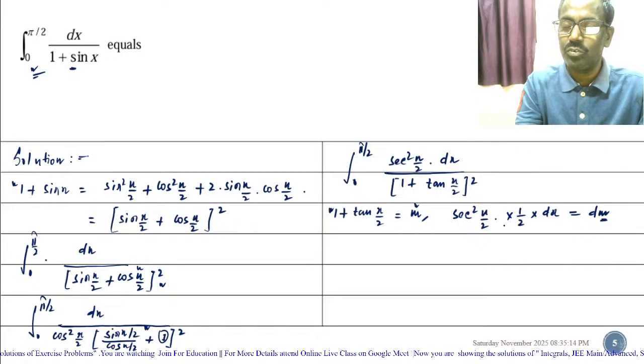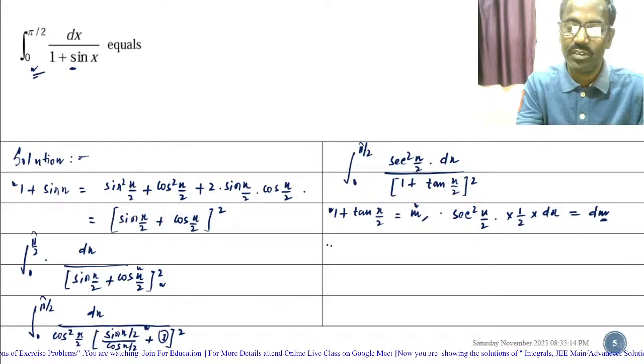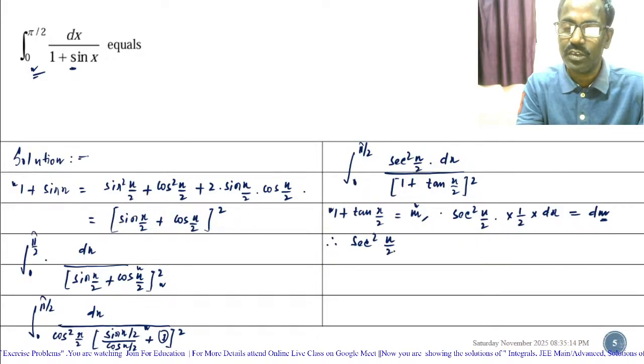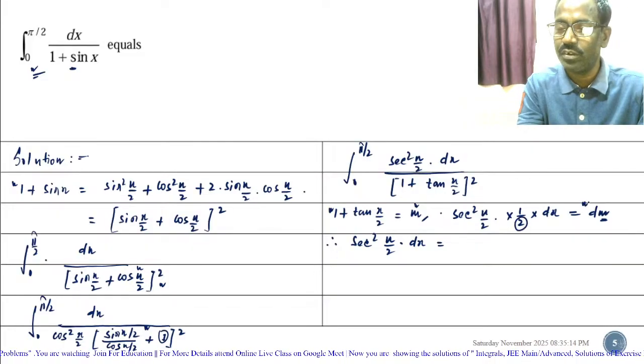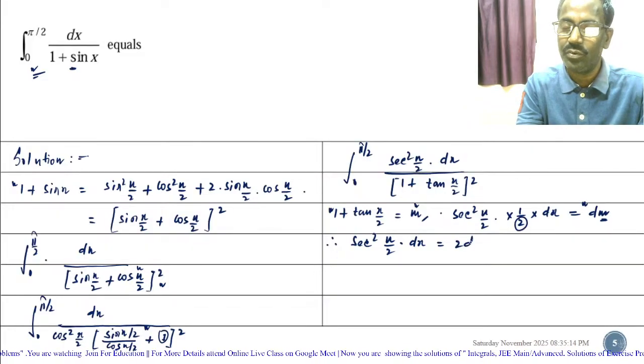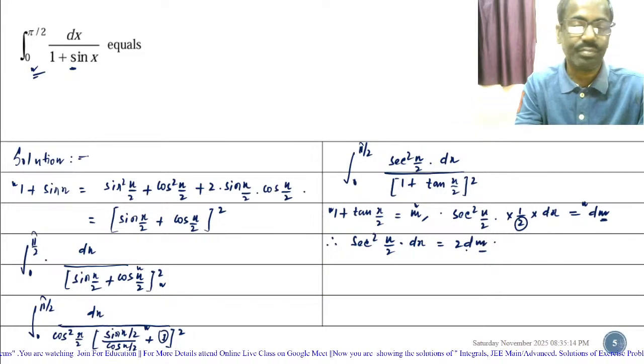There is no problem to understand up to this step, therefore we write one more step. So sec square x by 2 into dx here will be 2 dm. These two move here, then we get 2 dm.